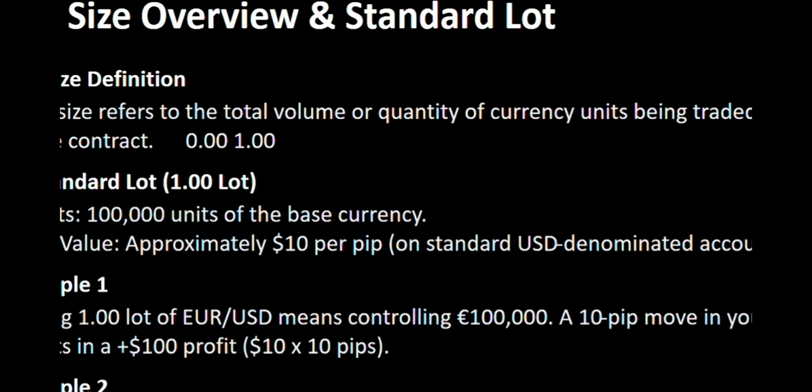Example two: selling one lot size of GBP USD controls 100,000. A 20 pip move against your trade is a $200 loss. So lot size determines the amount of money you are going to lose in a forex trade, and also determines the amount of money you are going to get as profit. How you manage your lot size determines how long you are going to last in the market. So that is it.